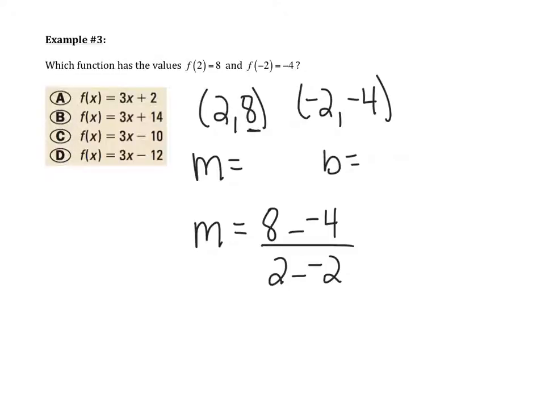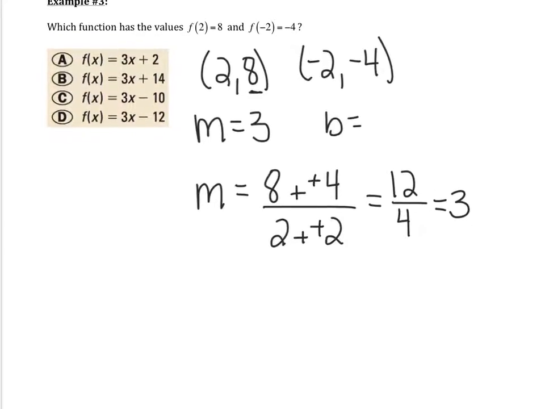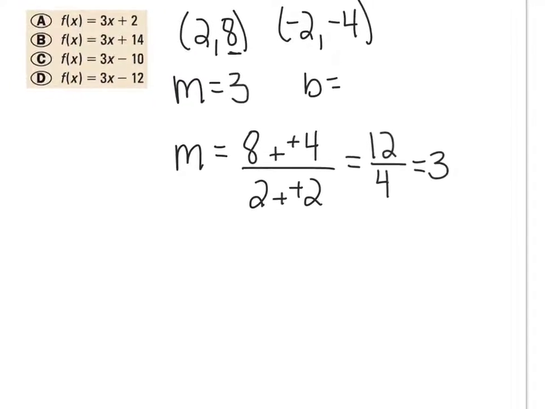Let's do some same change. So plus positive, 8 plus 4 is 12. 2 plus 2 is 4, and 12 divided by 4 is 3. So far I know the slope is 3. Let's move the page down just a little bit so that I have more room to work with. So far I have y equals 3x plus, let's see, neither of these points were the b since it wasn't 0 comma something, so therefore I need to solve for b.